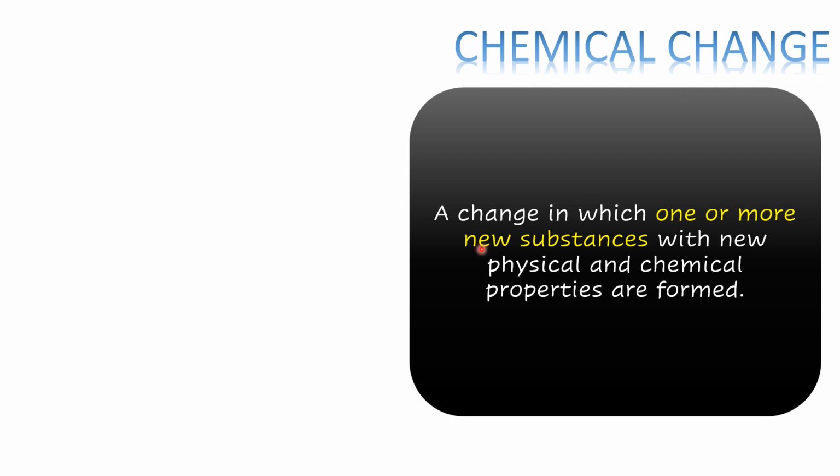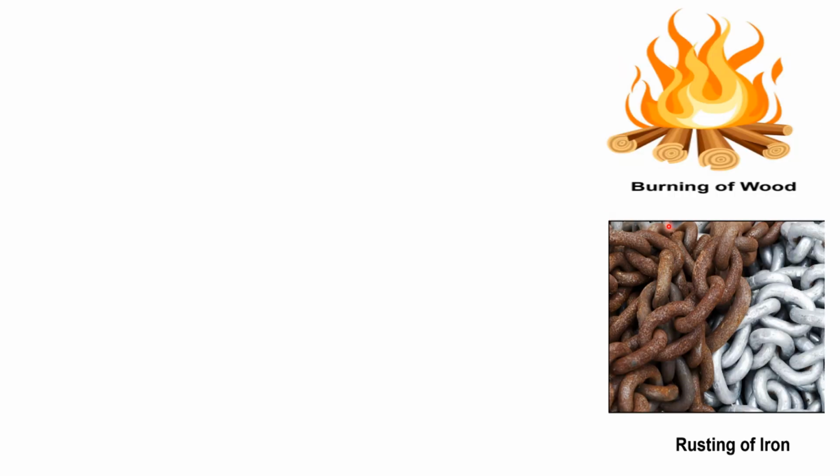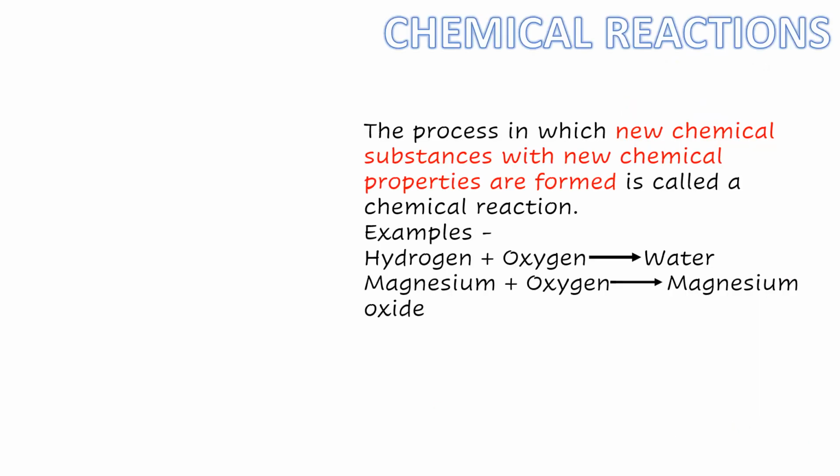Chemical changes: a change in which a new substance, it can be one or more than one, has been formed, which has different physical and chemical properties, like burning of wood, rusting of iron, and many more.